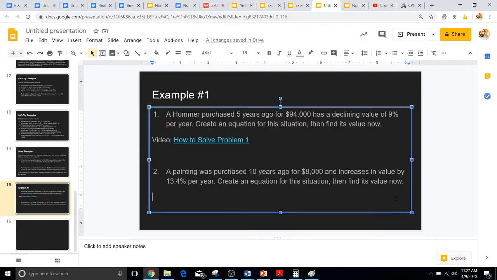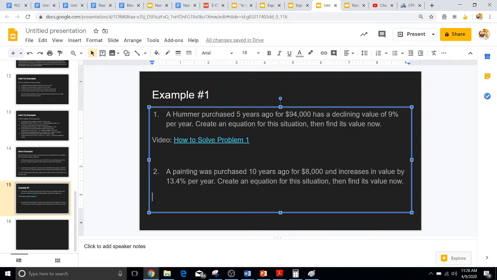For our second video, we're going to be covering how to solve problem 2. Problem 2 reads, a painting was purchased 10 years ago for $8,000 and increases in value by 13.4% per year. Create an equation for the situation, then find its value now.